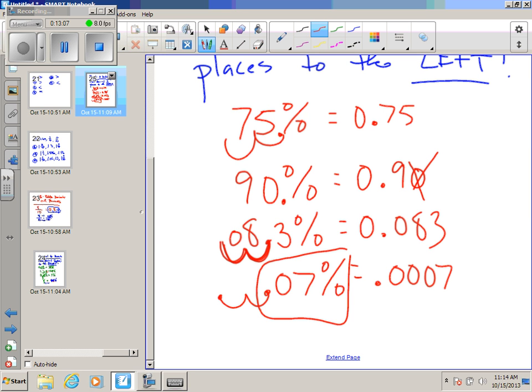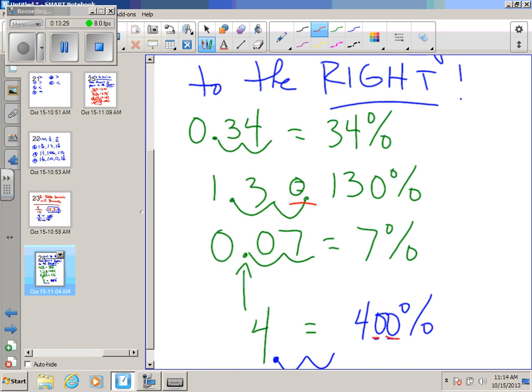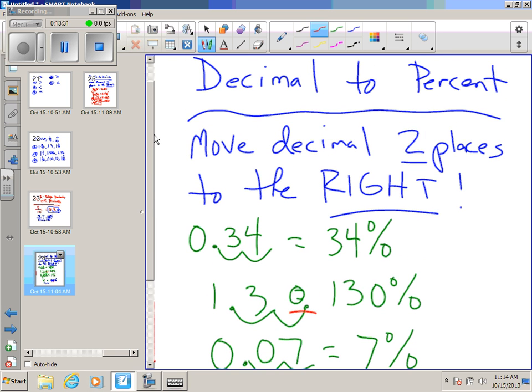Okay. Any questions? You have your directions. You have this all written out in your notes. Yes. Casimir? Can I what? Decimal 2%. So it's the same thing as the other, except instead of going to the left, you're going to the right.